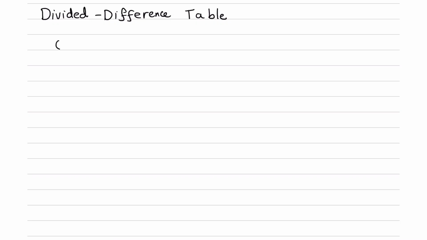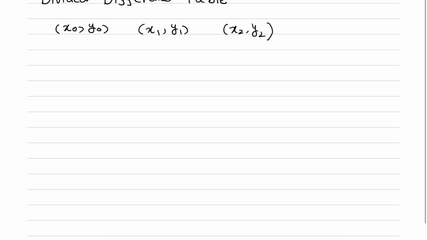Let's say we have three data points x0, y0, x1, y1, x2, y2. We will put these data points in the form of table. First, we will write x and y values. x0, x1, x2. Corresponding y values are y0, y1, y2.